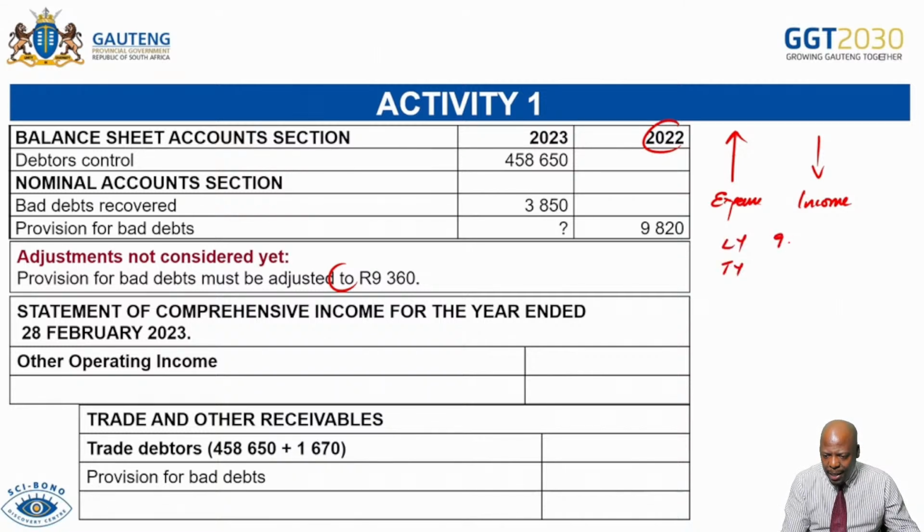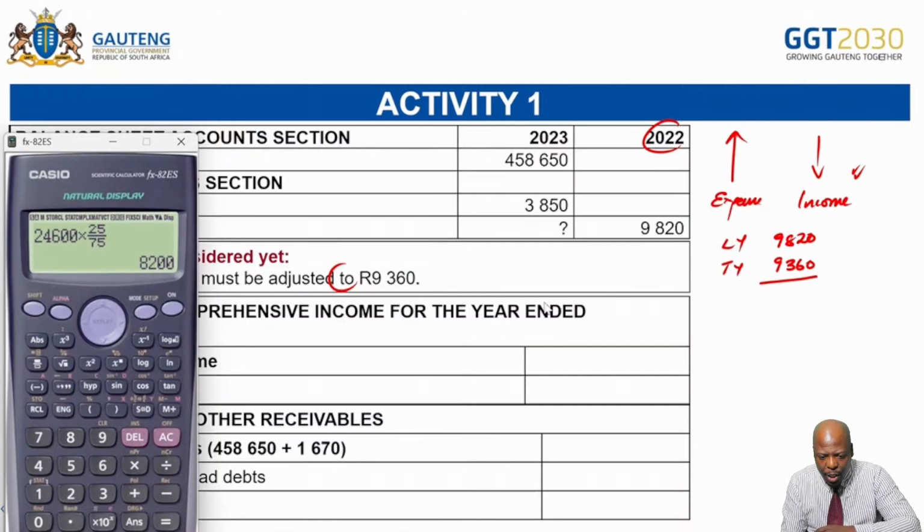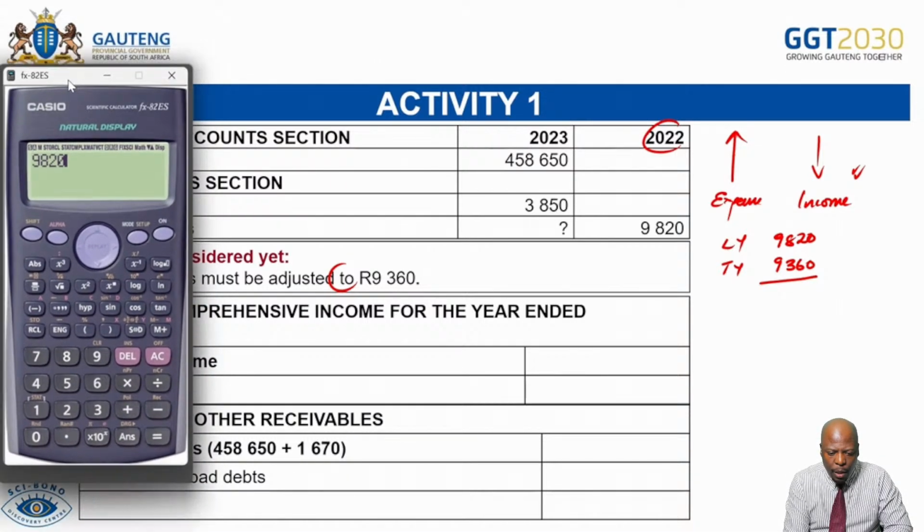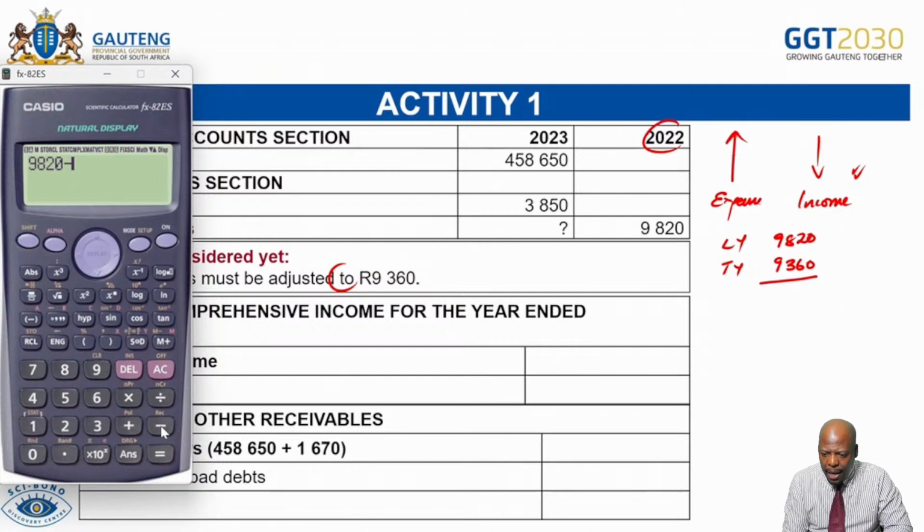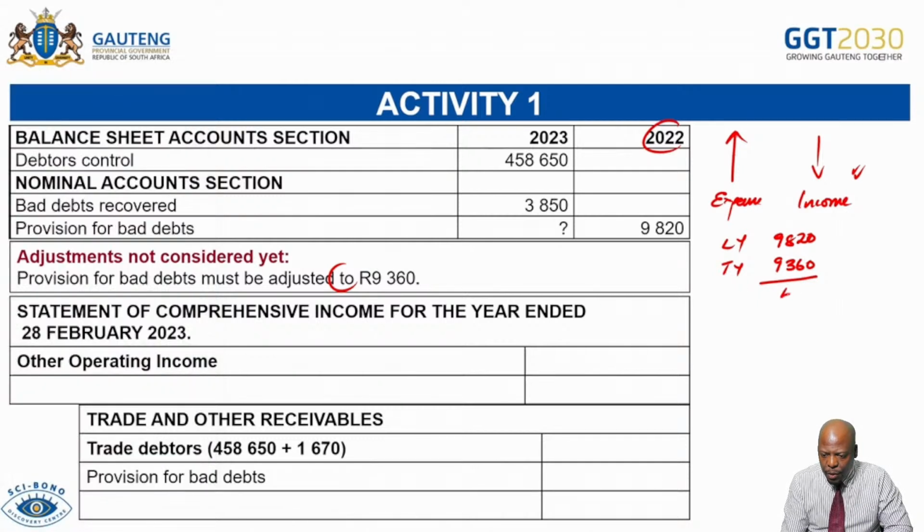Last year it was 9,820 and this year it is 9,360. What is it? It is a decrease. So we're looking at income. How much are we looking at? It is going to be 9,820. Then I'm going to say 9,820 minus 9,360. And then I'm going to end up with 460. So here I'm going to get 460. And that 460, that is my provision for bad debts adjustment.